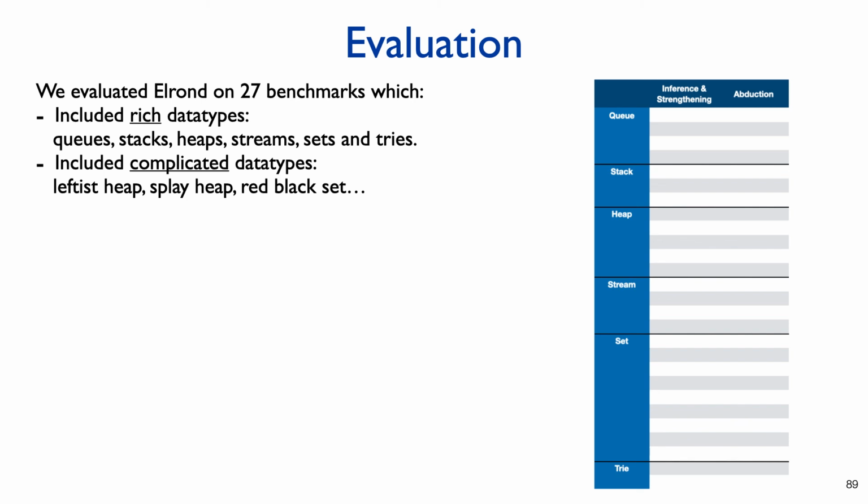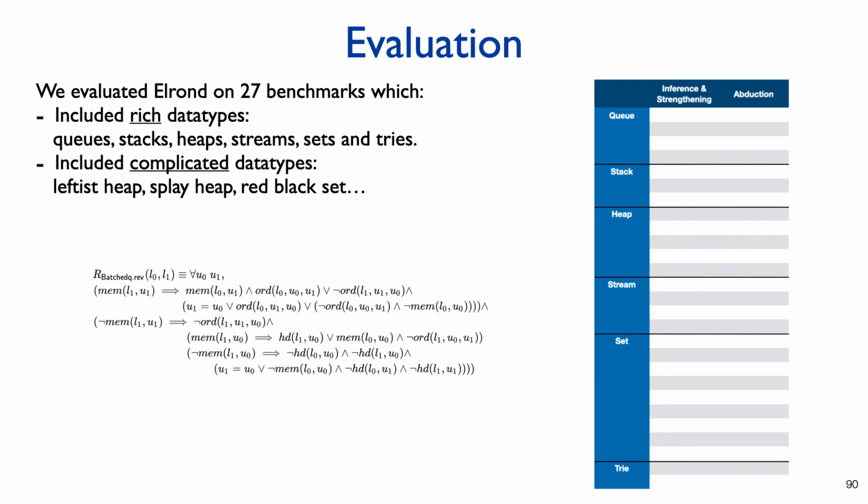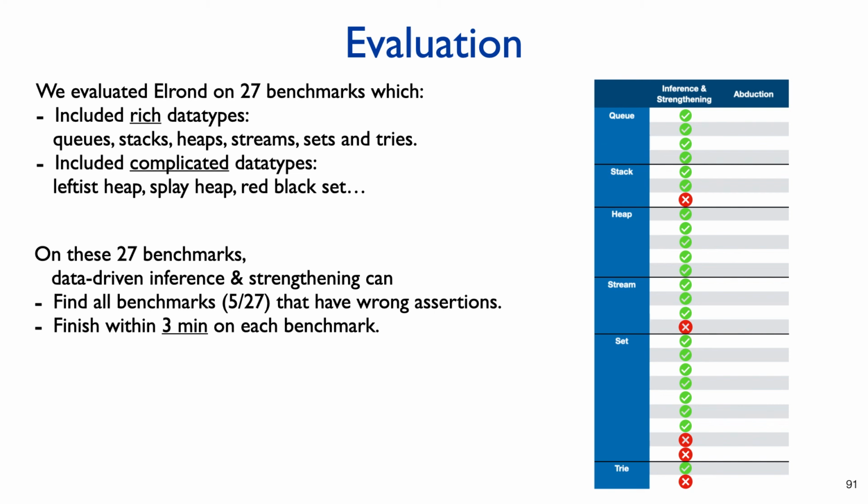Okay, let's move on to the evaluation part. We evaluate Elrond on 27 benchmarks, which include rich data types and complicated properties. And we can learn non-trivial specifications. They are very complicated for people to write down manually. On these 27 benchmarks, we do data-driven inference and strengthening. We find that 5 benchmarks have wrong assertions, and the inference and strengthening can be done within 3 minutes.